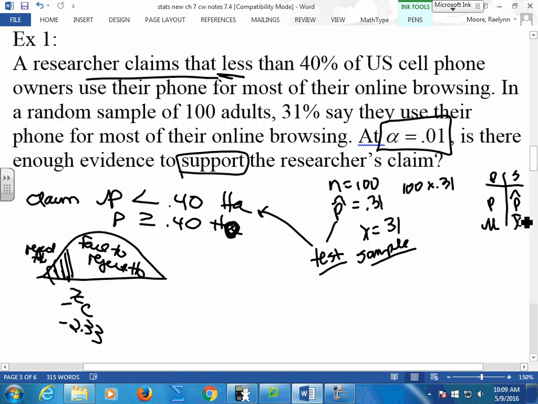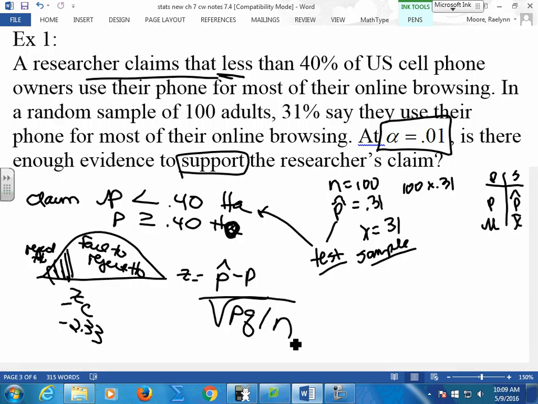Okay, so we still have to have a pair of inequalities. We have to get our sample information. We didn't really have to find the x, but if you're going to put it in your calculator, you have to find the x. So now, we're going to find your test statistic. You're going to say p hat minus p over the square root of p times q divided by n. Keep it all under one square root on the bottom. So the only thing I'm missing is a q. If my p is 0.40, what's my q? 0.60. Okay, so we're going to plug these all in.